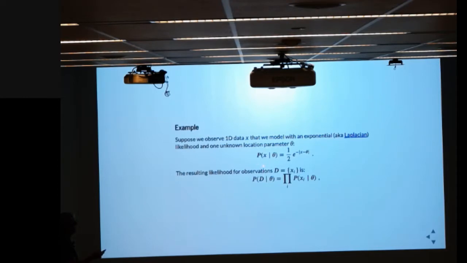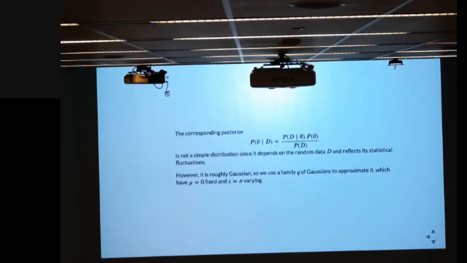We have a bunch of observations, and we assume they're independent, so we just need to multiply the likelihoods of each of those to get the overall likelihood of our data set. So this is the corresponding posterior. I just showed you the likelihood. In general, this is not a simple distribution because we have random data in here, and so this posterior is going to reflect the random statistical fluctuations in our data. But it turns out that it is roughly Gaussian. So it makes sense to use a family Q that is Gaussian.